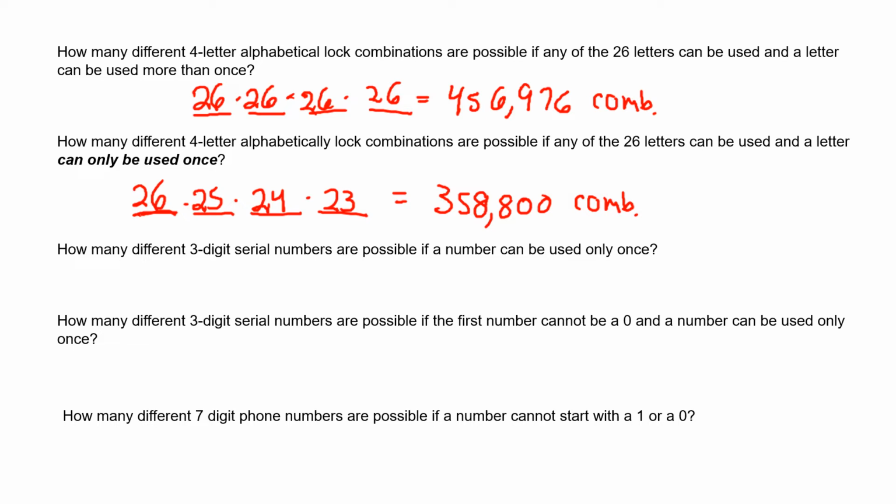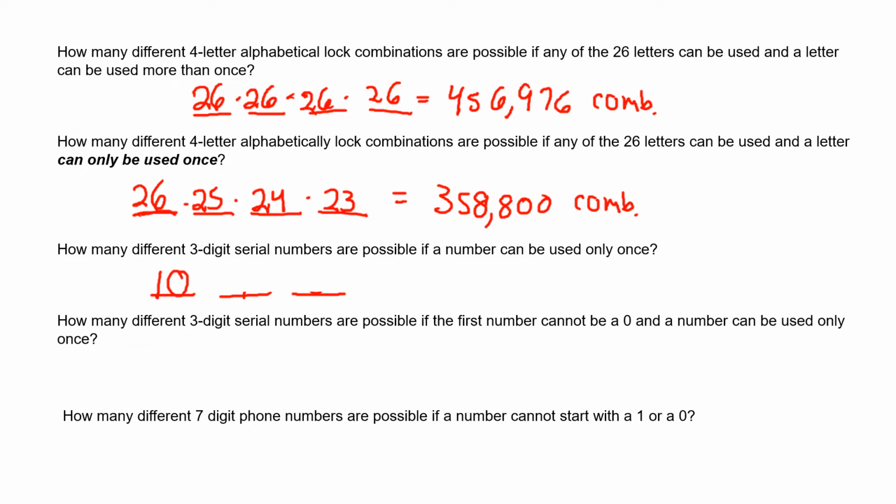Okay, here's another question. How many different 3-digit serial numbers are possible if a number can be used only once? So again, you could think of it as 3 choices, and it doesn't say that we can only use digits 0 through 4 or something like that, right? So we would assume we have all of the digits 0 up through 9 we could use. So 0 is 1 digit that could be a possibility, and then 1 through 9. So there's 10 possibilities. So for the first slot, we would have 10 possibilities.